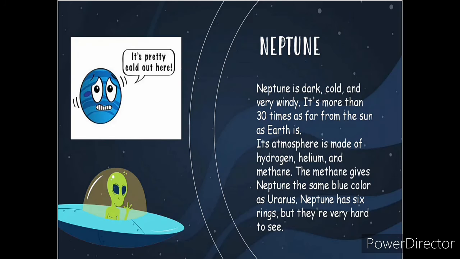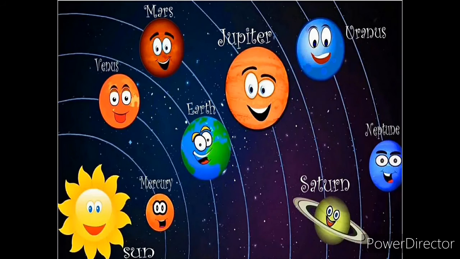Okay, next is Neptune. Neptune is the last planet, right? About Pluto we will not be discussing. It is pretty cold out here, because Neptune is the farthest planet. It is the farthest planet from the sun.